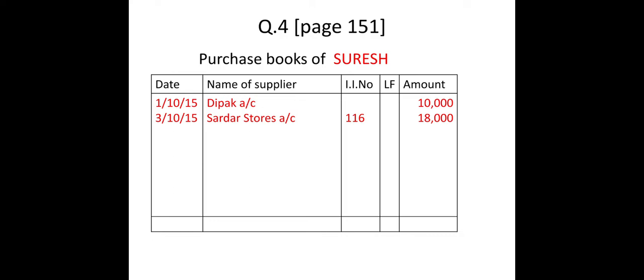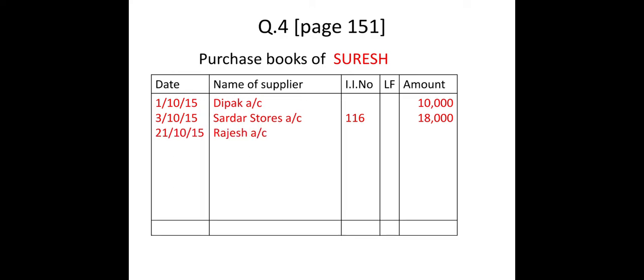Okay, so what is the amount of goods? Let's find out. First, let's write down the date. Yes, date is 21st October. Name of supplier is Rajesh, so Rajesh account. Bill number is 350 and the amount is 18,000. Actually it is 20,000, but there is 10% discount. So we will record 18,000 after deduction of discount.